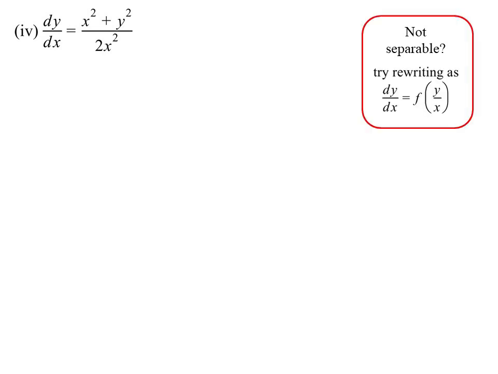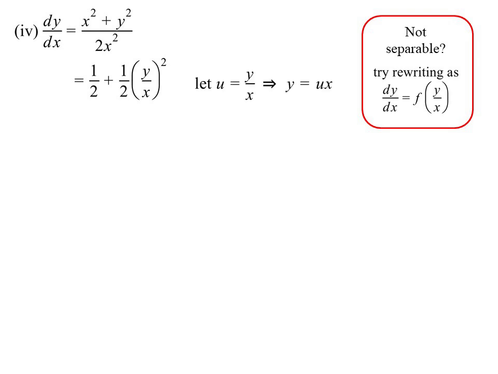How on earth am I going to separate this one? dy/dx equals (x squared plus y squared) over 2x squared. So it certainly looks like something that's not separable, but it is via a use of clever substitution. You see, if I think of this as a function of y on x, then I could rewrite this fraction to be a half plus a half (y on x) squared.